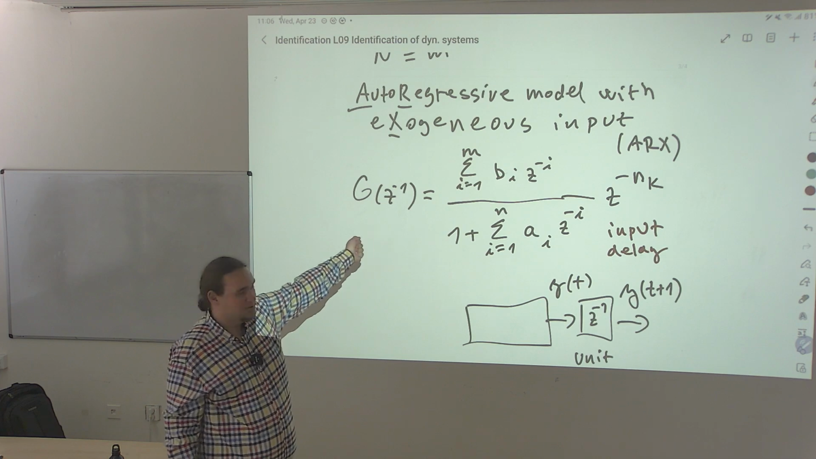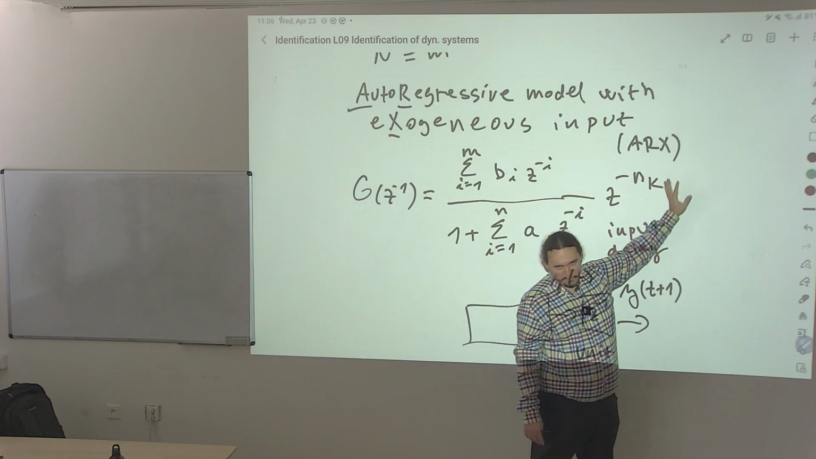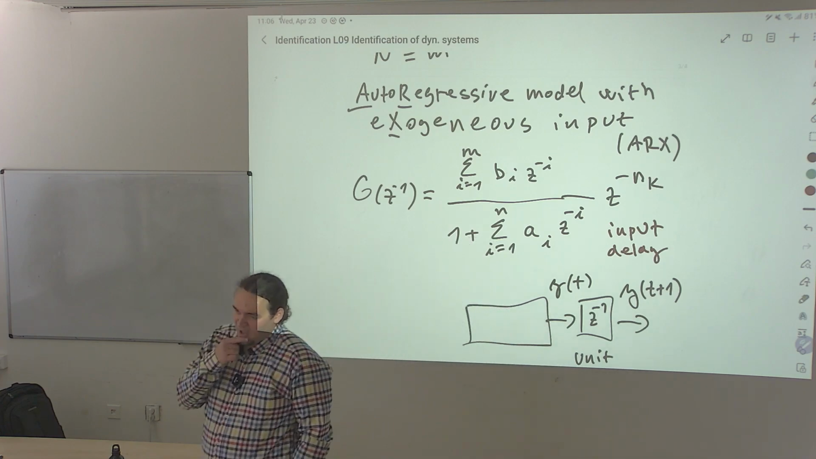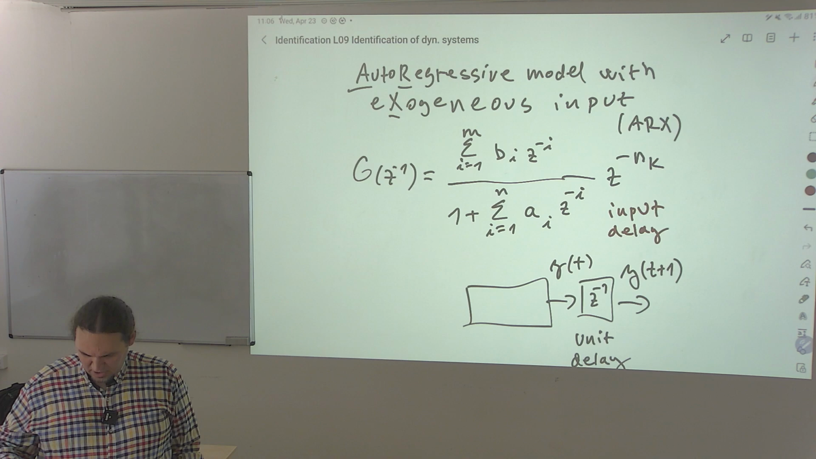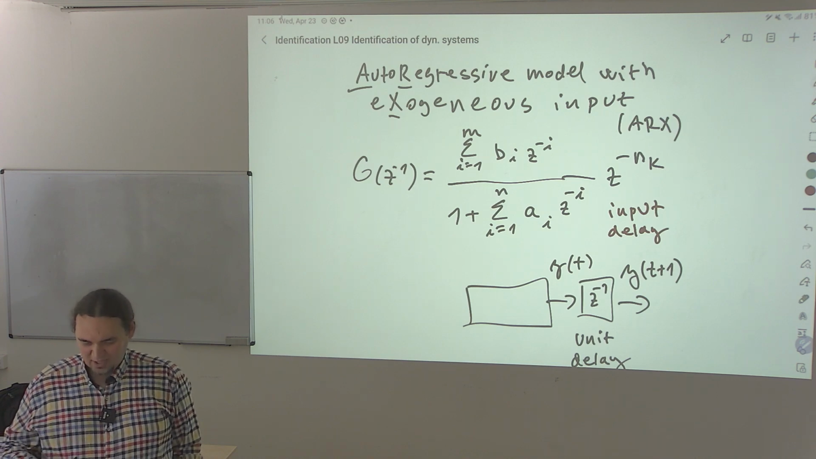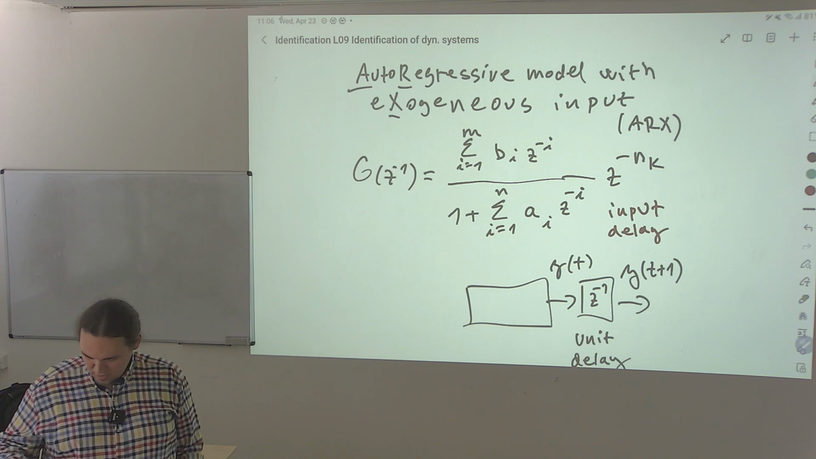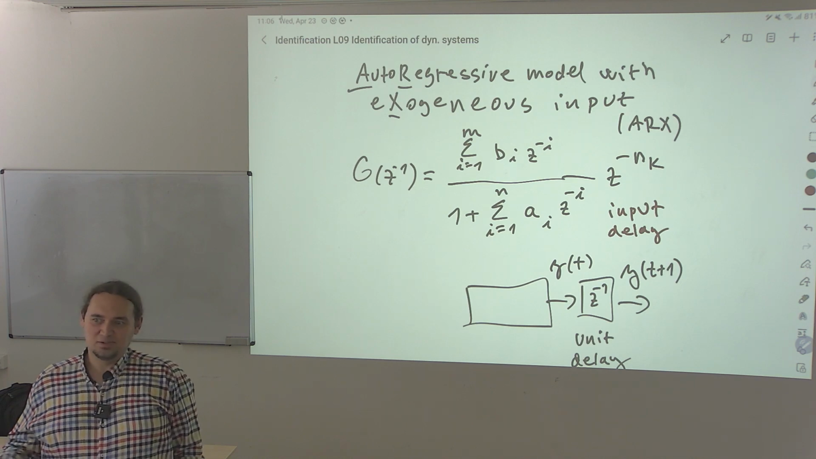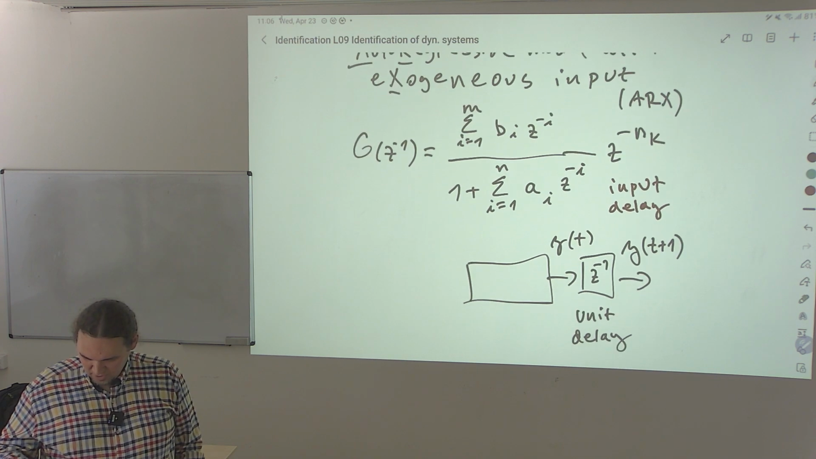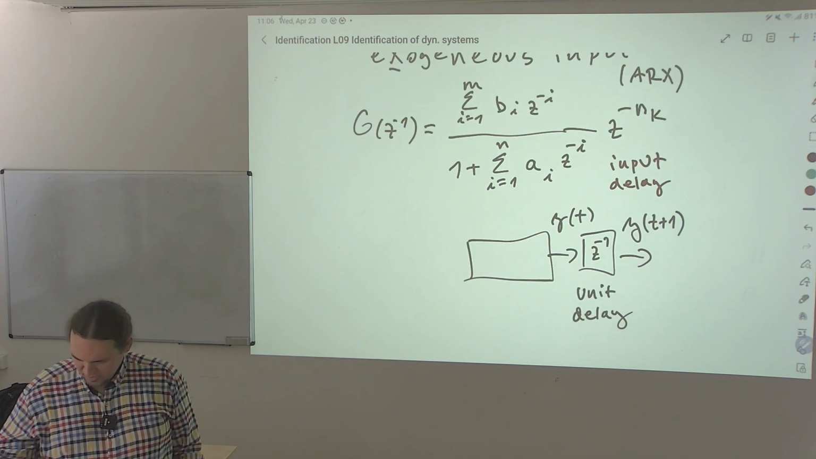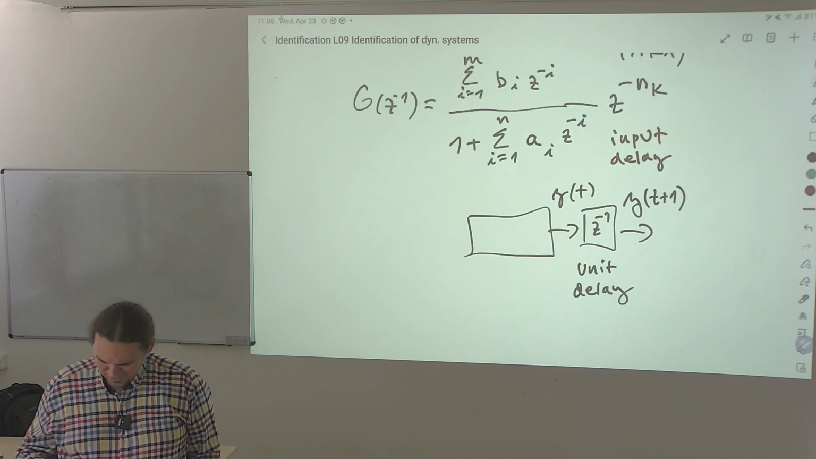Of course, the name is horrible, but we have a nice acronym, ARX. Let's maybe see how this model would again work in the time domain. So let's do the backward Z transformation. It should be easy. It's much easier than Laplace.